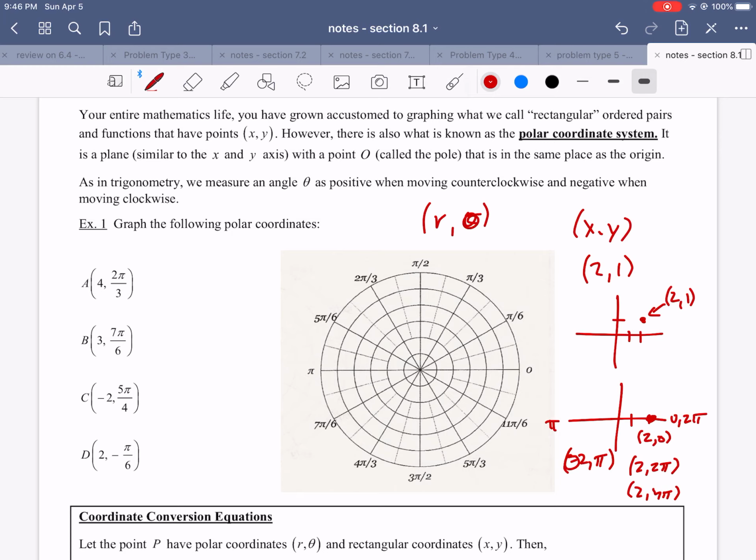So there are going to be infinitely many ways to describe a point in polar coordinates, whereas there's only one way to describe that point if we're talking about rectangular coordinates with an x coordinate and a y coordinate.